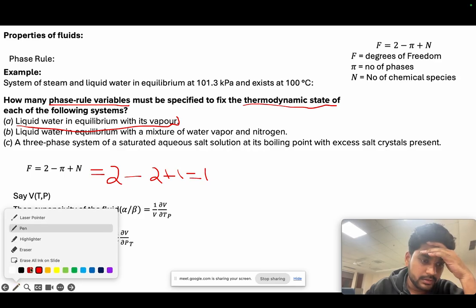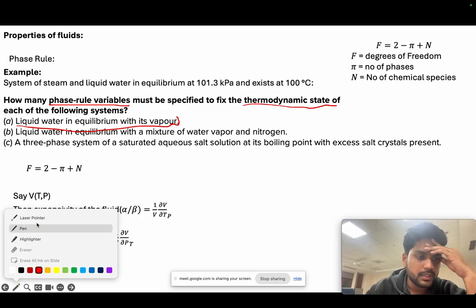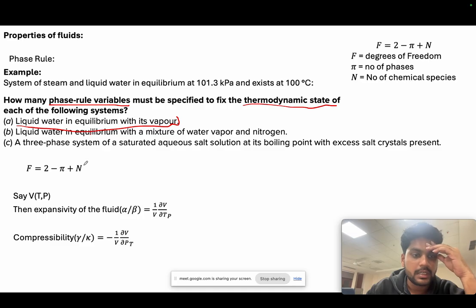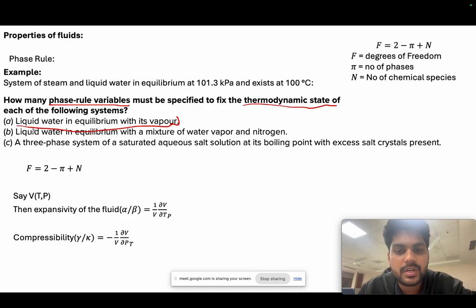Liquid water in equilibrium with a mixture of water vapor and nitrogen. Two variables. So we'll see how the 2 is coming. 2 minus, so we have two different phases, one is water vapor and nitrogen, so it will be 2 plus... So we have two different components, so it will be 2.